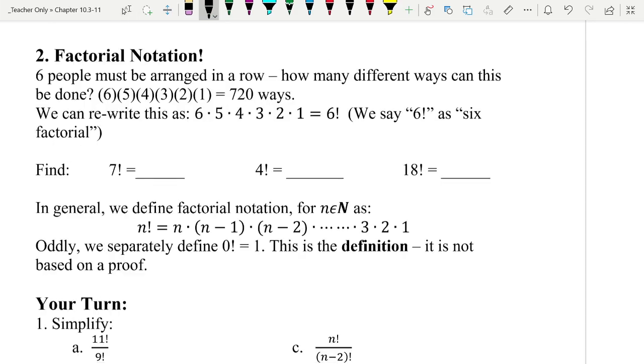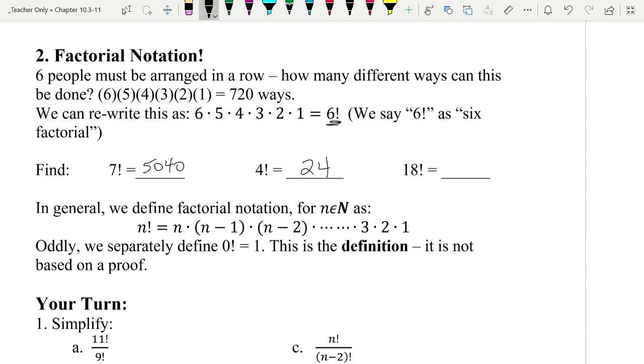Let's say you want to arrange 6 people in a row. How many different ways can that be done? Well, in the first place in the row, you have 6 different people you could pick, then 5, then 4, then 3, then 2, then 1: 720 ways. We can rewrite this as 6 times 5 times 4 times 3 times 2 times 1, as 6 factorial. We say 6 factorial, 7 factorial. If you want to actually figure that out, that's basically 720 times 7, which is 5040. 4 factorial is 24, which we kind of found out already from our puzzle.